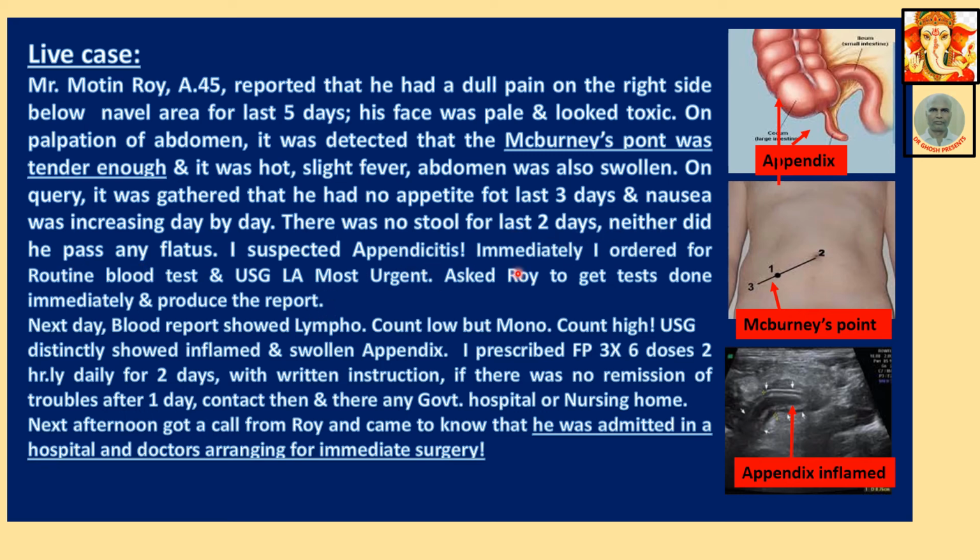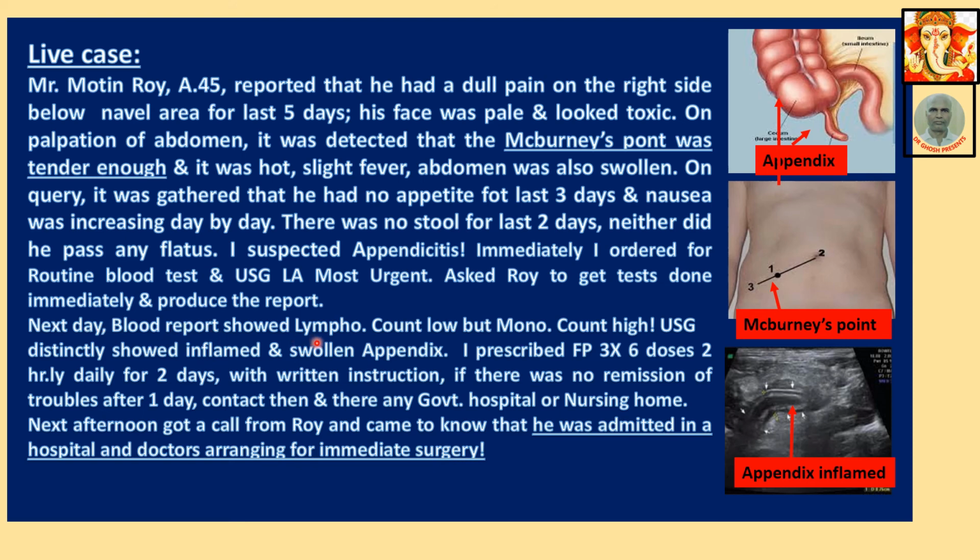I suspected appendicitis. Immediately ordered a routine blood test and ultrasonography of the lower abdomen, most urgent. Asked Roy to get the tests done immediately and produce the report. Now, what is McBurney's point? Mind this, McBurney's point. This is the navel, and this is the ischial bone tuberosity. We can feel it with our finger when we touch the waist area. Now, if you draw a line and divide the line 1:2, this part is 1, this part is 2. Whole line you divide into 3, then you come to the first part here. Now, this is the point. It's called McBurney's point. Generally, McBurney's point becomes tender when inflammation of the appendix occurs.